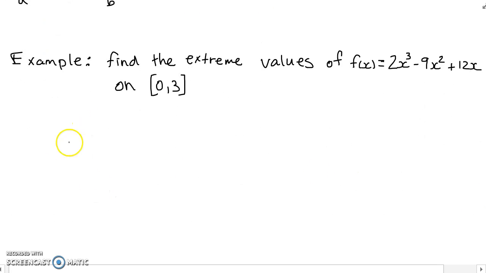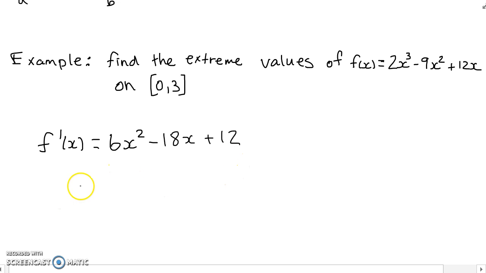So here's the example problem that I'm going to work out for you guys. The question is: find the extreme values of f of x equals 2x cubed minus 9x squared plus 12x on the interval between 0 and 3. The first thing that you do is you derive your equation. So we find f prime of x, which equals 6x squared minus 18x plus 12.